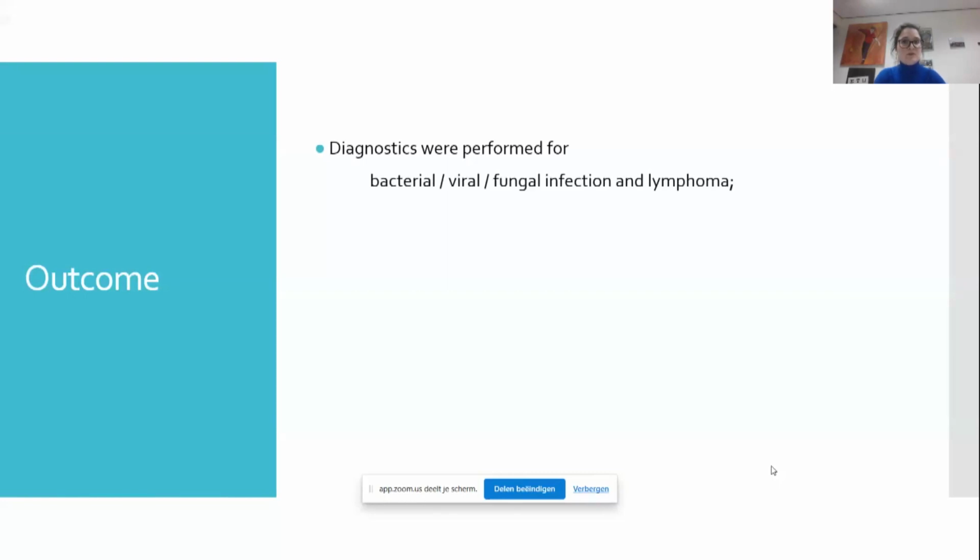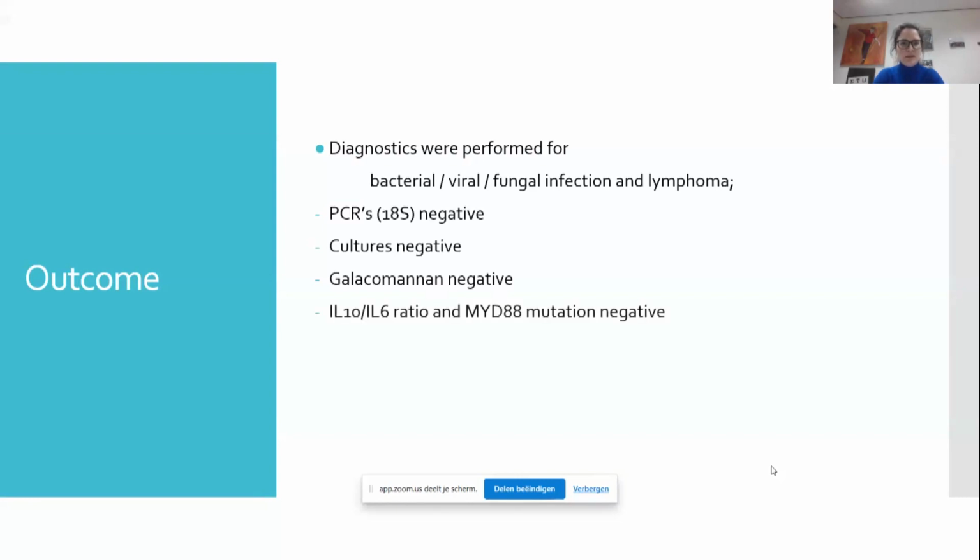Diagnostics were performed on the biopsy that we took. We looked at viral, but also bacterial and fungal causes, and lymphoma was also in our differential diagnosis. The PCRs were again negative. The cultures were and remained negative. Diagnostics for lymphoma were also negative.